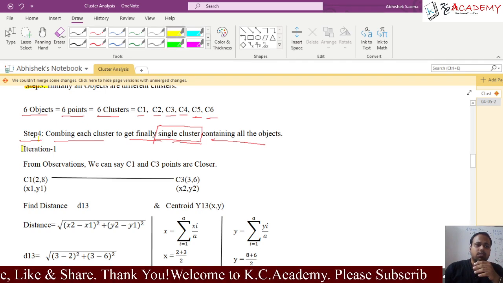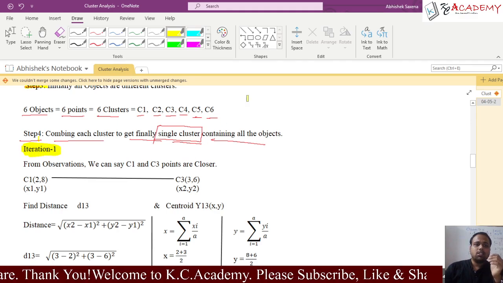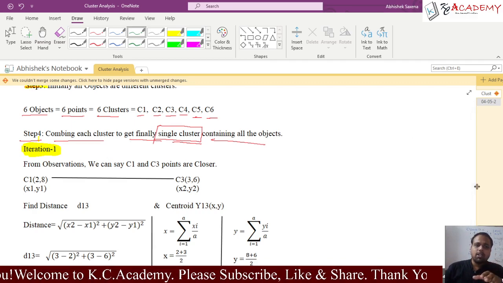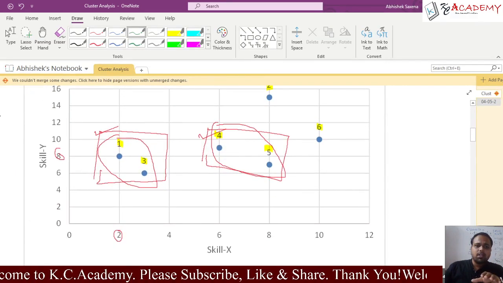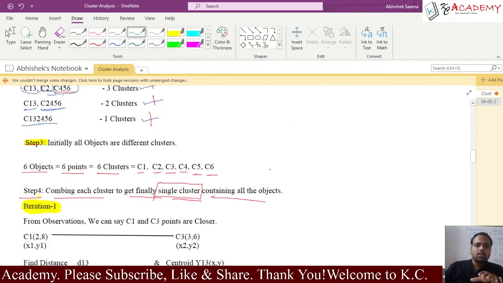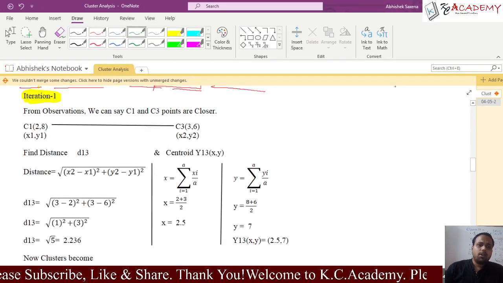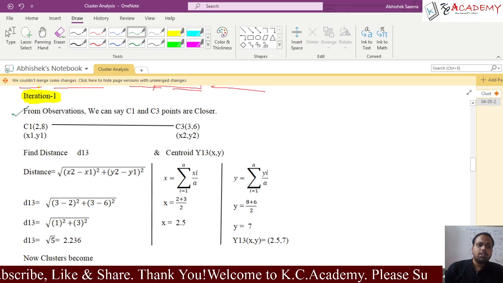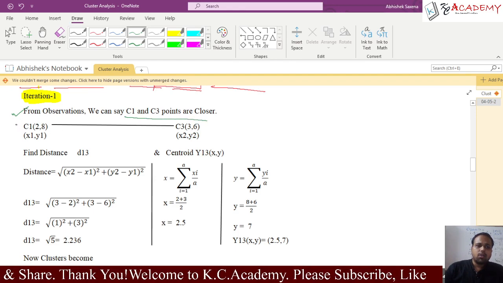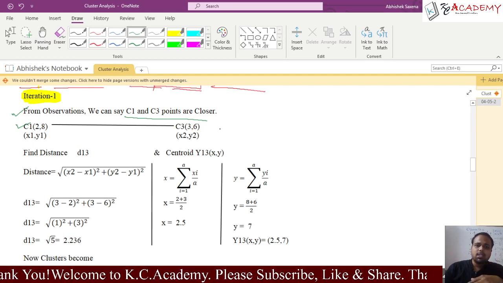So first iteration 1. What is iteration 1? You can see here iteration 1, I had bolded. Iteration 1 means to combine the nearest points we had seen already. Which one is the nearest one? First one, c1 and c3. I can try to combine c1 and c3. So in iteration 1 we will combine c1 and c3. I just wrote here, from observation we can say c1 and c3 points are closer. Like here c1 coordinates I had written to solve the problem. c1 is 2 8 coordinate and c3 is 3 6 coordinate.